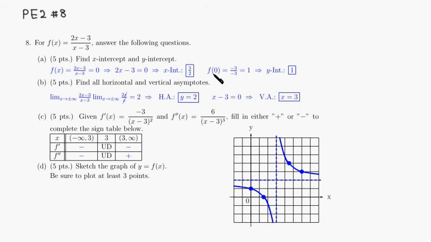And to find the y-intercept, we set x equal to 0. So we plug x equals 0 into the function. You can see that I put 0 here, and you have a negative 3 on top, over, put 0 here, so that's going to be 0, so you have a negative 3. So negative 3 over negative 3 is 1, so that's why the y-intercept is 1.